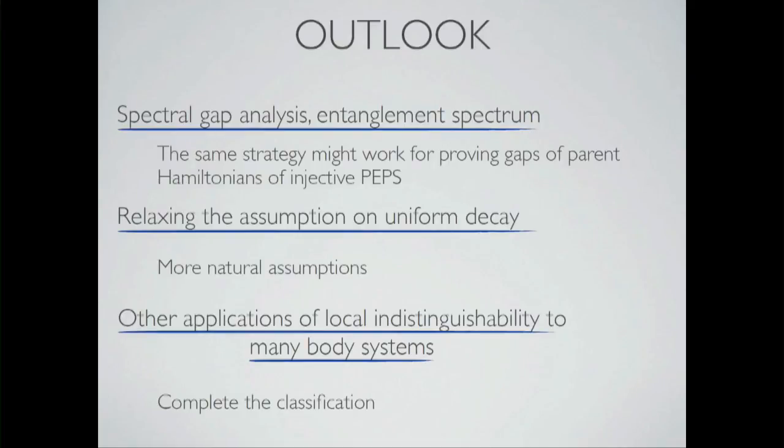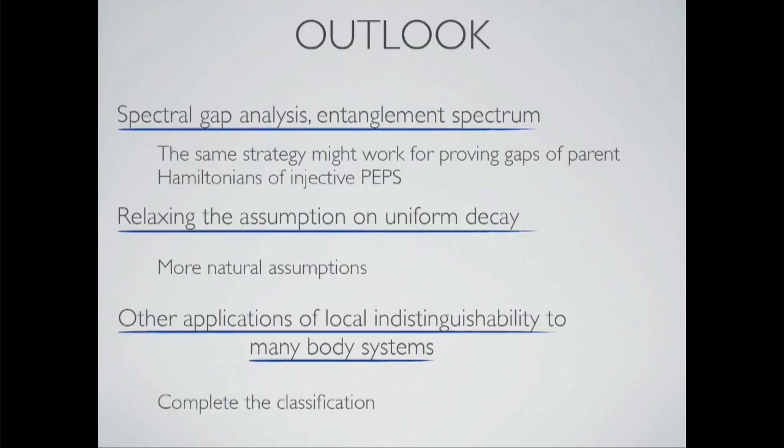So where do we go from here? Perhaps the most exciting thing about this proof is that it gives us a roadmap, in fact, for proving an extremely important open problem in many-body physics, which is based on some static properties of a state. Say, if you have injective PEPs and you know that they have exponential decay of correlations, show that the parent Hamiltonian of this state is gapped. And it's our belief that methods similar to these will lead to a proof of the gap of parent Hamiltonians of PEPs. There's still some work to be done in terms of relaxing the assumptions on uniform decay.